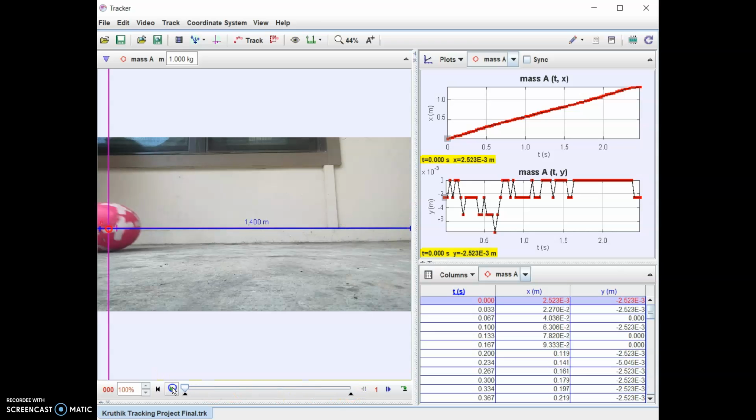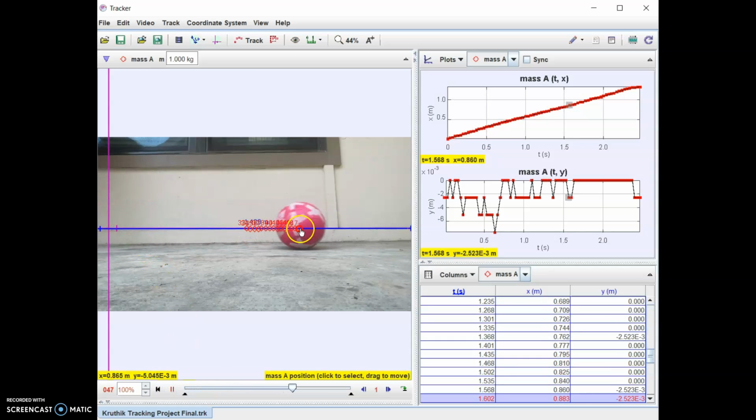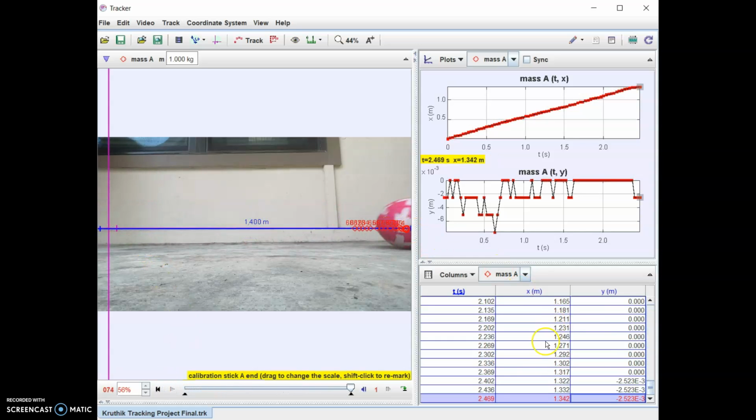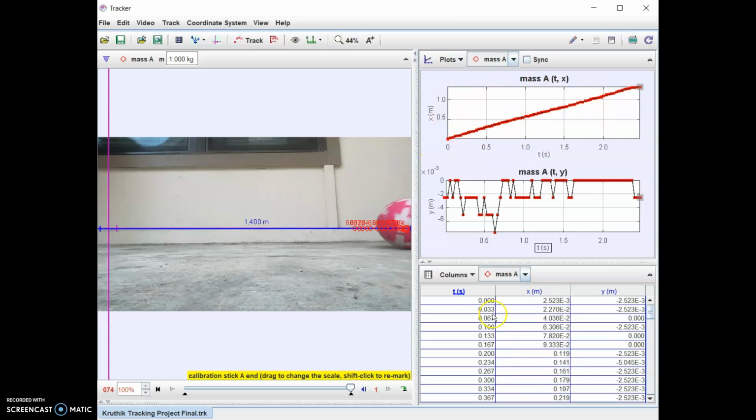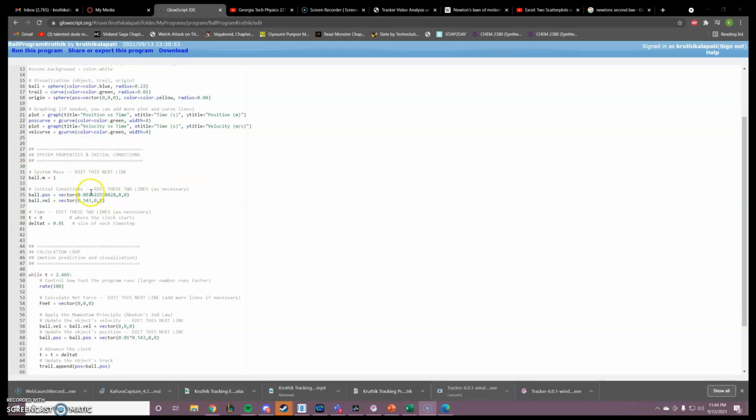So here's the tracker app I used to analyze the motion of the ball. I'll play it for you here, and you can see that the position of the ball is being tracked over time, and it outputs that data onto this graph, as well as onto this chart. And this can be input into Excel to be compared with the computational model, which I'll show you right now. So here we have the program for the computational model that will predict the motion of the ball with a constant velocity.